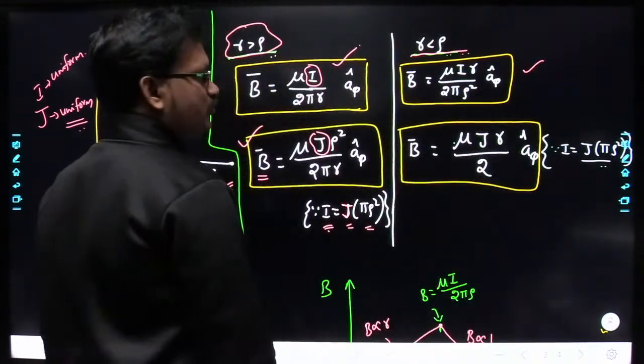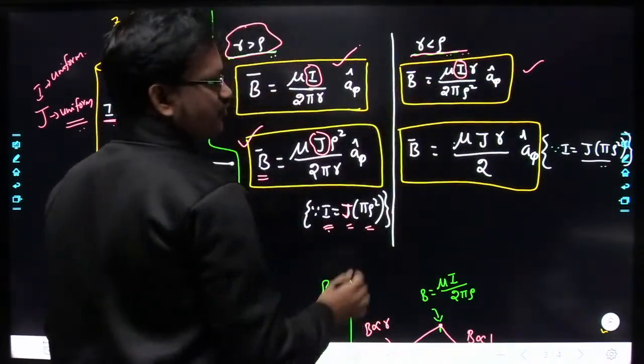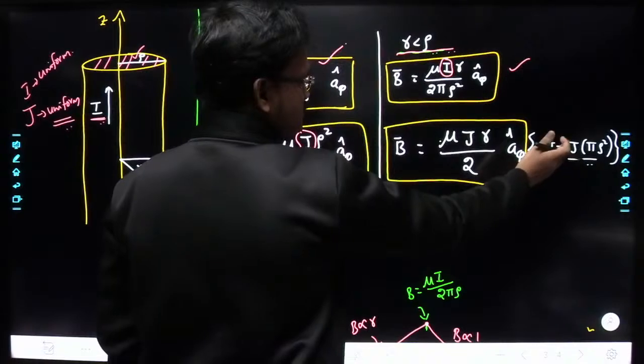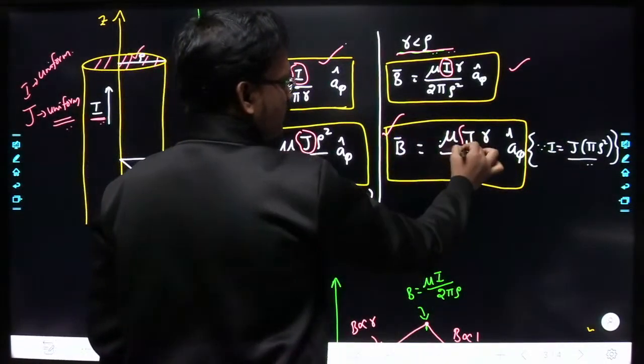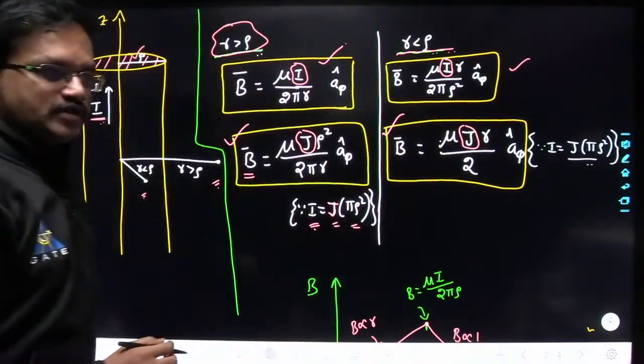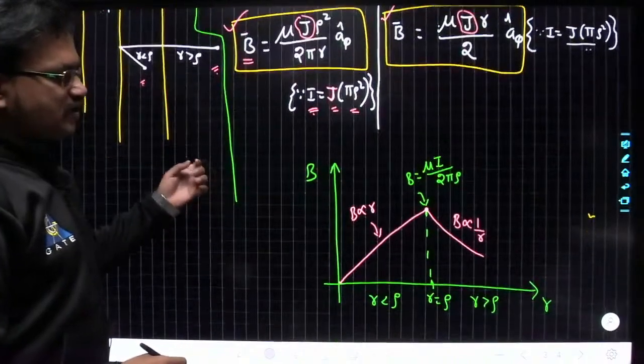The B field is equal to mu I R by 2 pi rho square. This is in terms of I. If you substitute J into pi rho square in place of I, then you are going to get the expression for the B field in terms of J. These are the expressions we got, and we have also seen this graph.